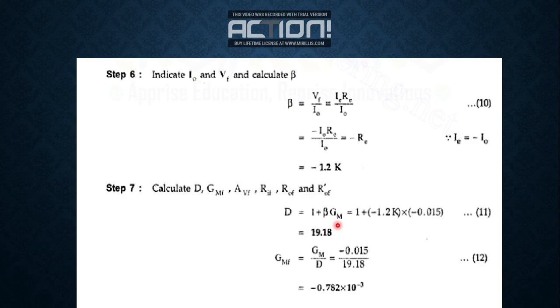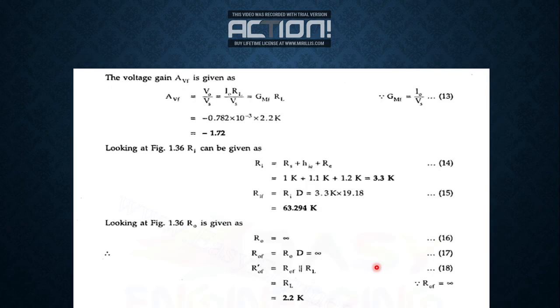This is the formula which we have seen in that table. D is equal to 1 plus beta GM. We know beta, we know GM, so we can easily substitute and get the answer. GMF is equal to GM by D. This is also a formula which we have seen in the table, so we can simply substitute that.